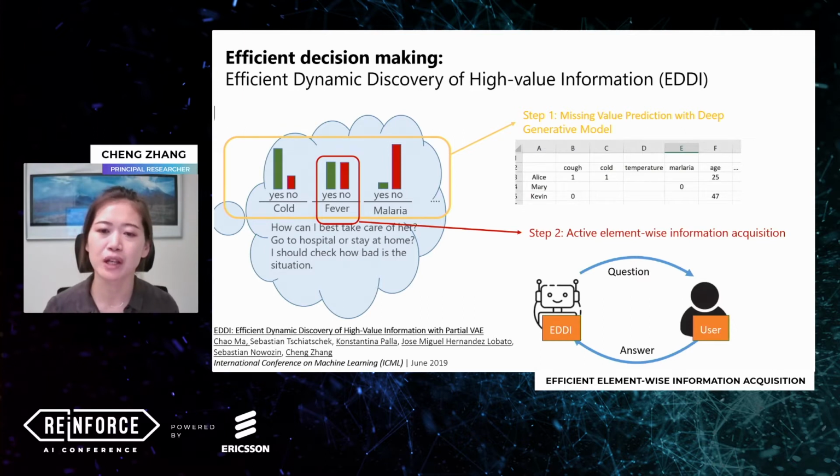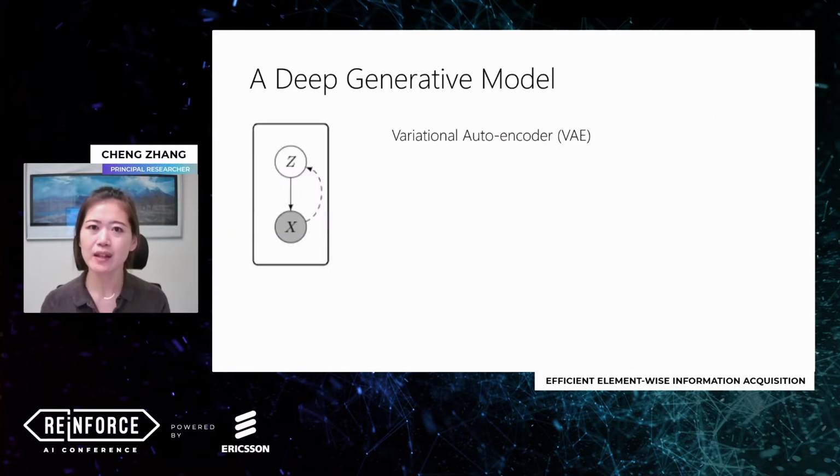And in our solution, we'll have the second step like Bob. So we'll do an active element-wise information acquisition, so in general, to figure out which piece of information we actually really need for making the decision at the current time. Just a little bit of background for the first step.